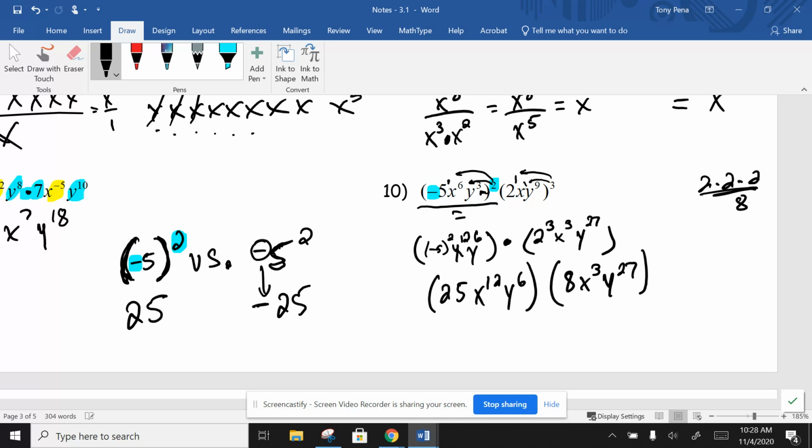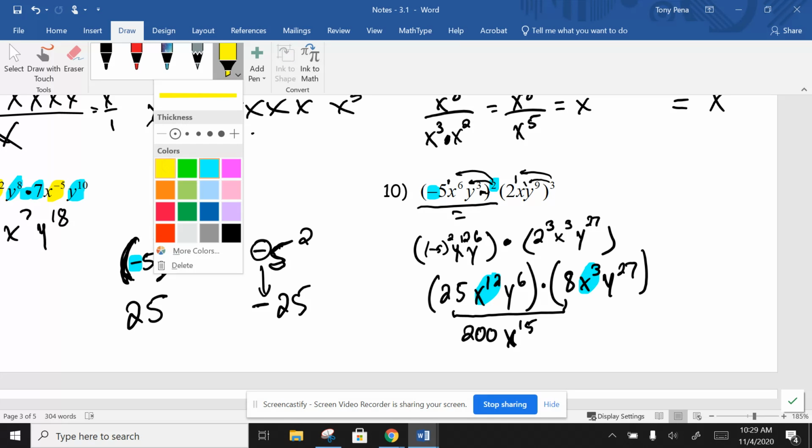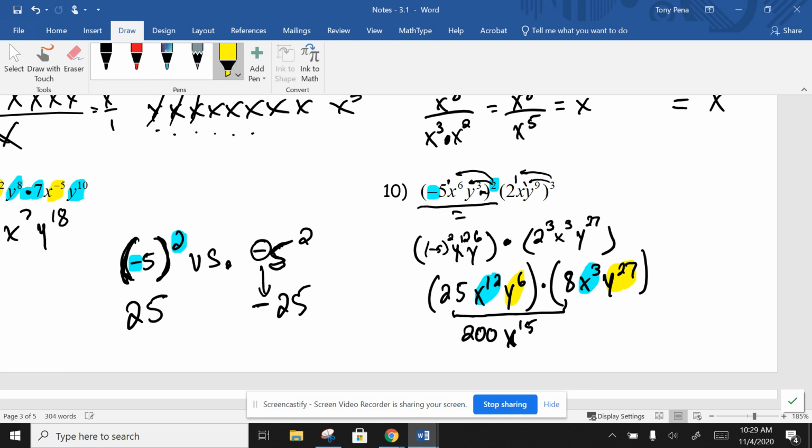From there, our final answer, when we now multiply all of these things together: 8 times 25 should be 200. If we then go to our x's, I have an x to the 12th and an x cubed. When we multiply like terms, we add the exponents. So that should be a 15. And then the same with our y's. If we have a y to the 6th and a y to the 27th, when we multiply like terms, you add the exponents. It should give you y to the 33rd. No negative exponents. That means everything is good.